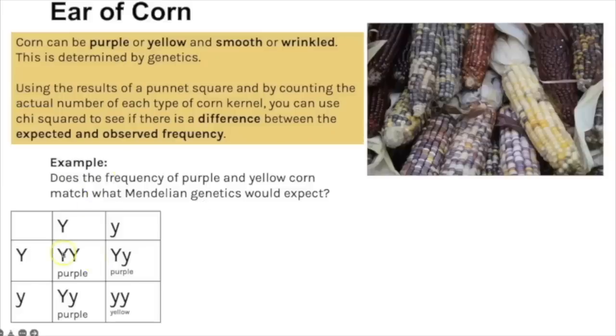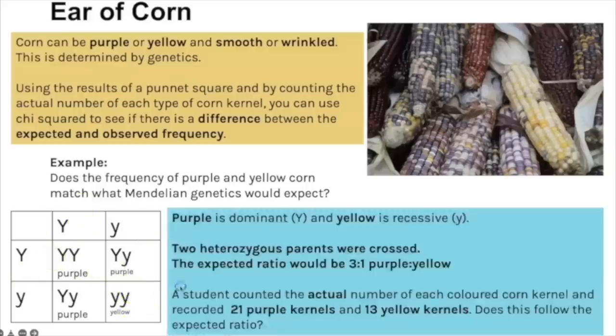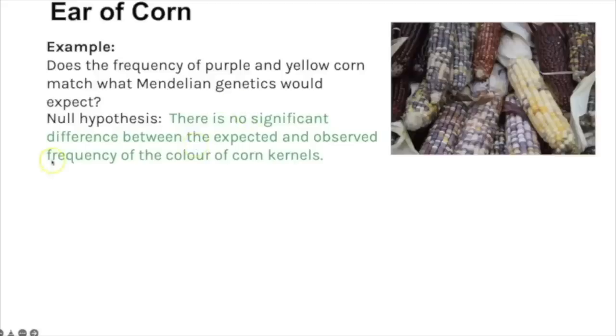So purple is dominant, yellow is recessive. And we've got this particular cross from two parents, and we would expect from this that we would get a 3-to-1 ratio of purple to yellow. A student then counted the actual number of each coloured kernel, and they recorded 21 purple and 13 yellow. So we can then use the chi-squared to see, do we have a difference between the expected ratio and the observed ratio? So we always state that there is no significant difference between the expected and the observed frequencies in the null hypothesis.